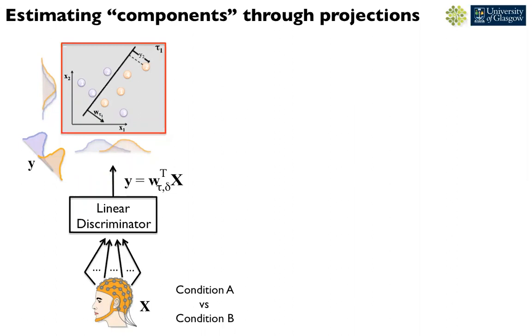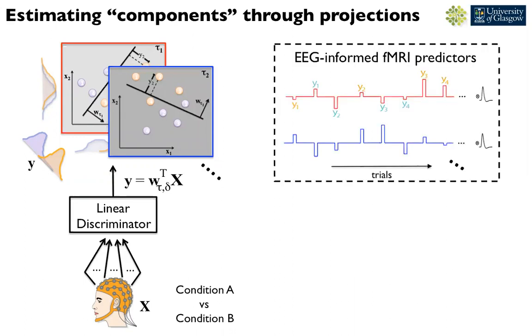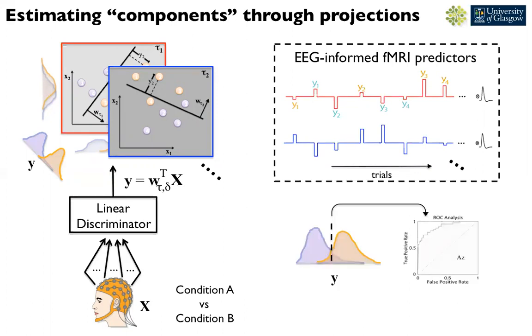And we repeat this across time, locked to a particular experimental event, to find all the time points that might lead to significant discrimination between the two conditions. And then we use those trial-by-trial Y amplitudes as predictors for the fMRI. We convolve them with an HRF and throw them into a standard fMRI GLM. We can quantify how well we can discriminate between conditions using ROC analysis, for instance, the area under the curve or the Az value, and also use a simple forward model here to get a first impression, a general idea of how these components might project onto the scalp.